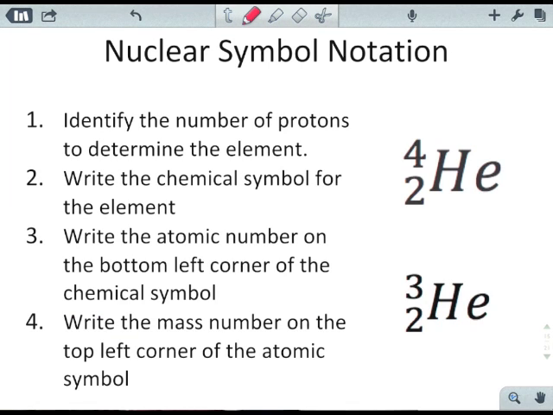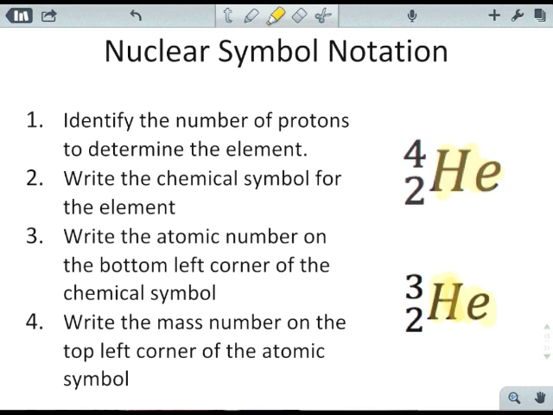Now, another way we can write out what isotopes are is through nuclear symbol notation. And how we do this is the first step is we identify the number of protons to determine the element. Remember, that's how we always determine what element we have. It's by the number of protons. And then we write the chemical symbol for the element. And you can see that, again, we're using the example here. We have helium, and so we wrote the symbol for helium, and we see that it's here.